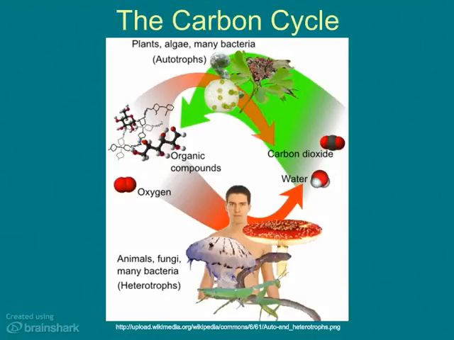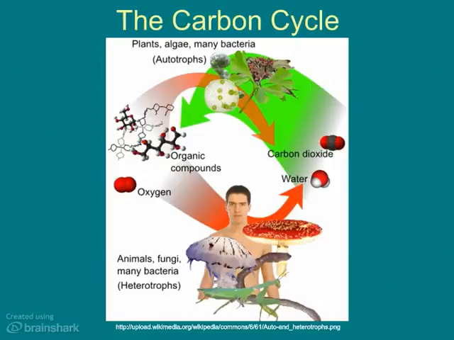Of course, this is where we're going to take inorganic carbon in the form of carbon dioxide and combine that with water. Now, of course, you and me, we're not going to do this. This is going to be the job of those autotrophs. So the green arrow is representing the carbon dioxide and water being converted over into those organic compounds. And in the process, oxygen is also created.